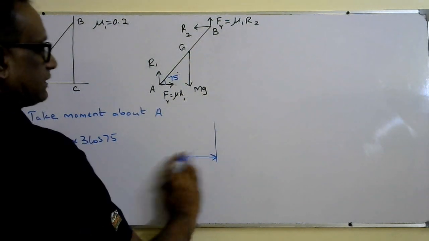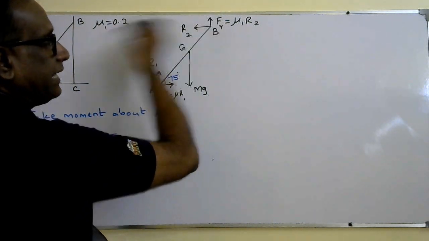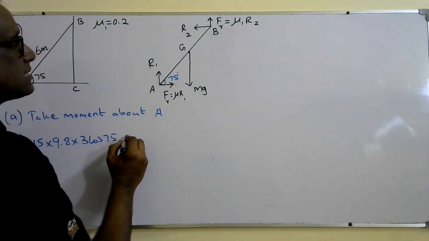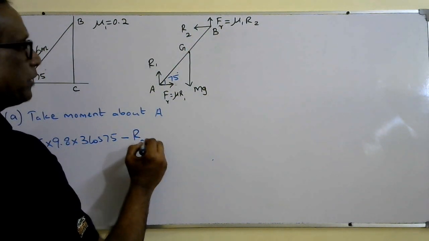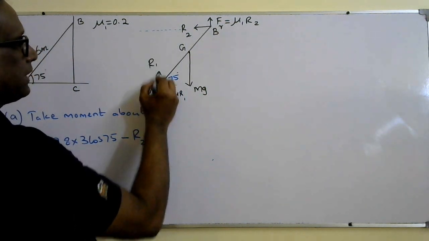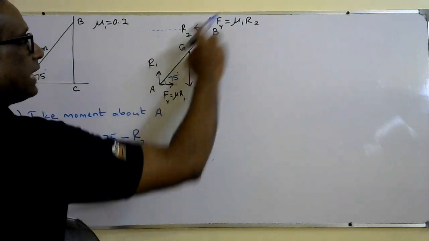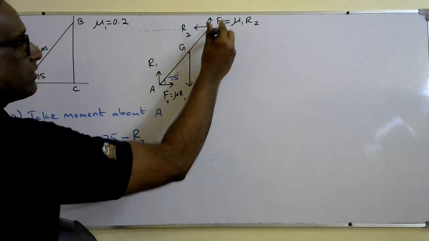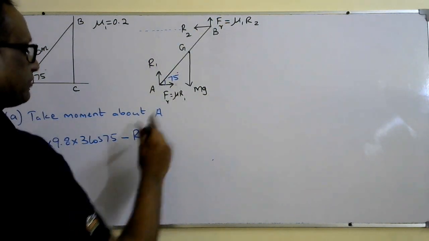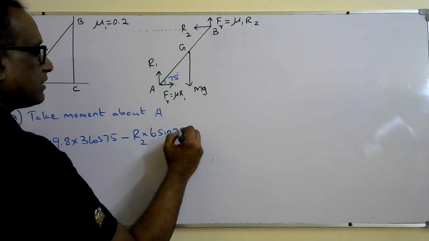Then when we consider moment for R2, that's going to provide anti-clockwise direction. So minus R2 into the perpendicular distance to the line of action of R2. The line of action of R2 is this one. From here, this vertical distance is the total length AB sine 75. So AB is 6, so this length is 6 sine 75.